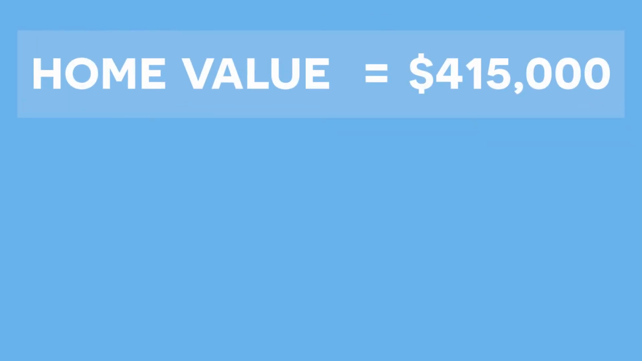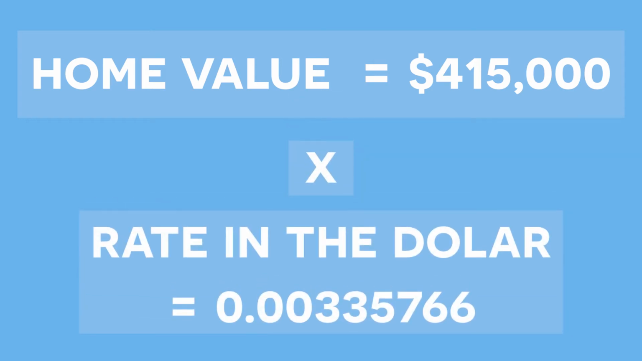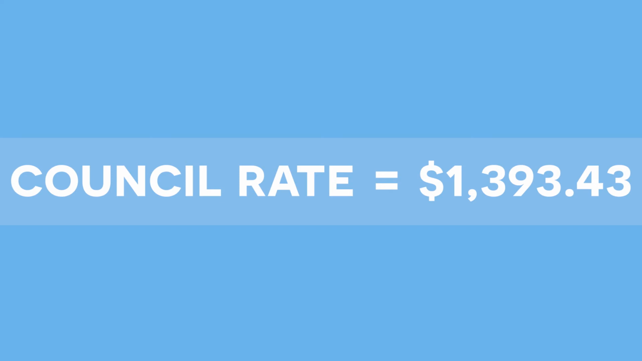For example, for a $415,000 house, which is the value of the property, multiplied by 0.00335766, which is the rate in the dollar, will equal $1,393.43. This is what I paid in council rates for my property. Keep in mind that each council will have a minimum as to what they charge for council rates for any property in that area. For my home, it was $1,059 for the year of 2020.